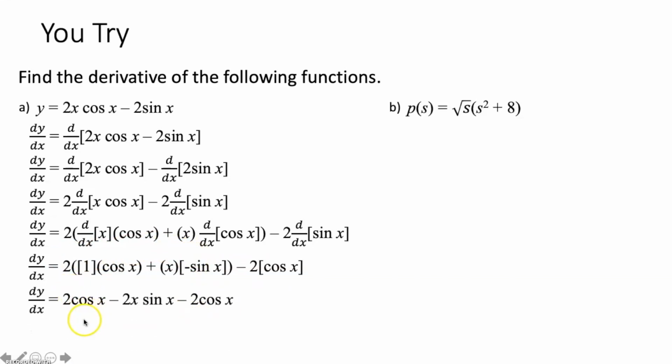Is there anything else we could simplify? Yeah, 2 cosine of x minus 2 cosine of x, those cancel each other out, and we get our derivative is negative 2x sine of x.